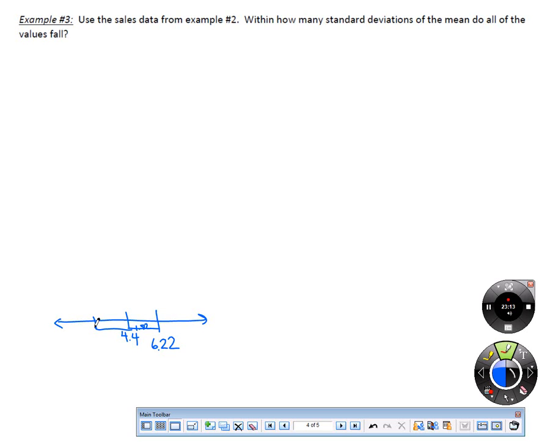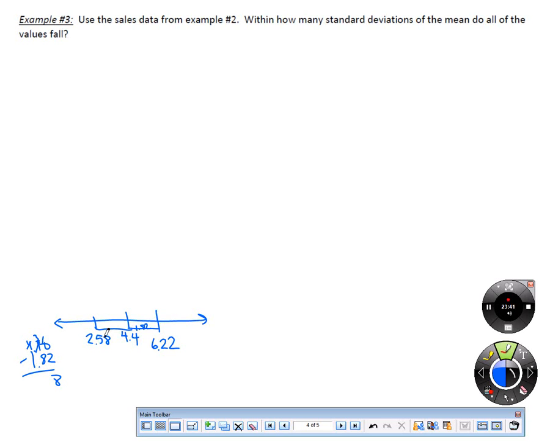Okay. So what number is 1.82 less than 4.4? Okay. I don't know. I have to do subtraction. Should be more than 0.58, right? 2.58. Okay. So 2.58.